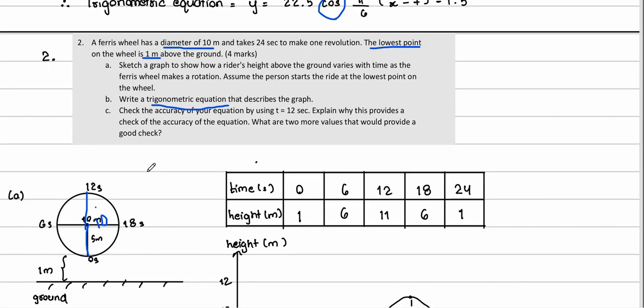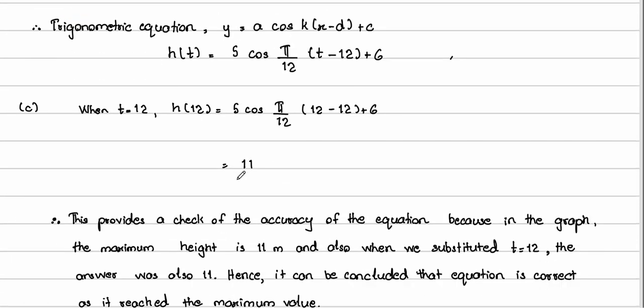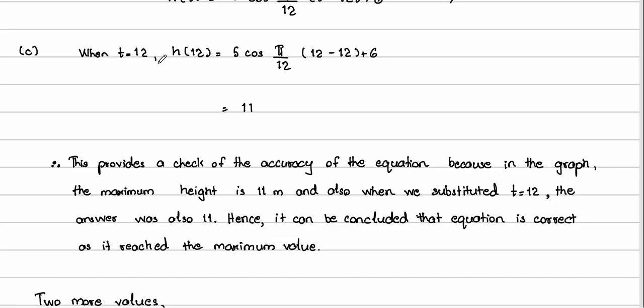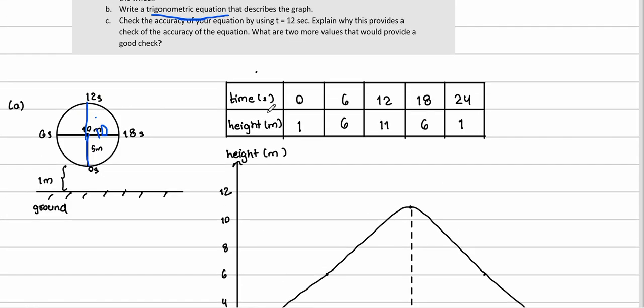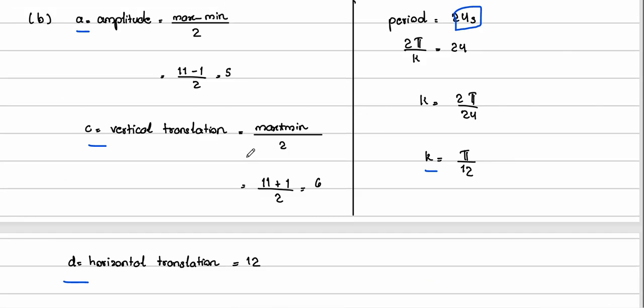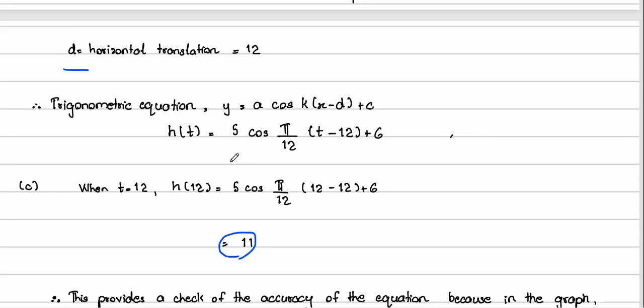For part C, check the accuracy of your equation by using t equal to 12 seconds. Explain why this provides a check of the accuracy of the equation. What are two more values that would provide a good check? I've calculated with t equal to 12. So this is going to be 5 cosine of pi over 12 times 12 minus 12, plus 6. So the value is 11. So if we check, at t equal to 12 seconds, the height is 11 meters. So I think my equation is correct.